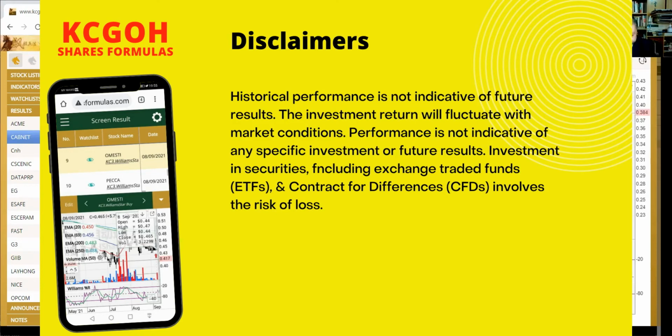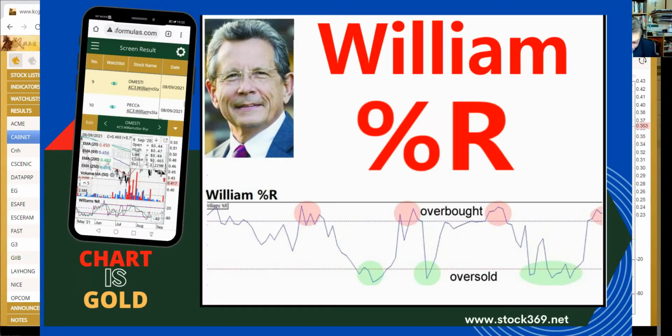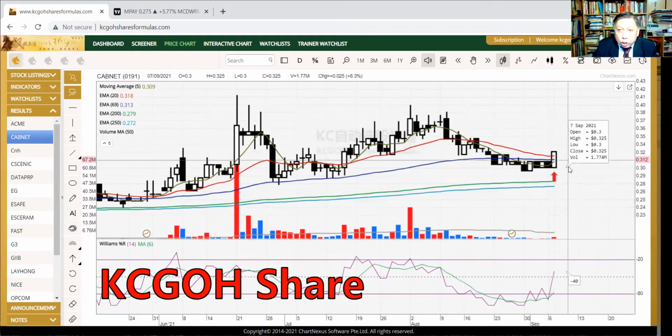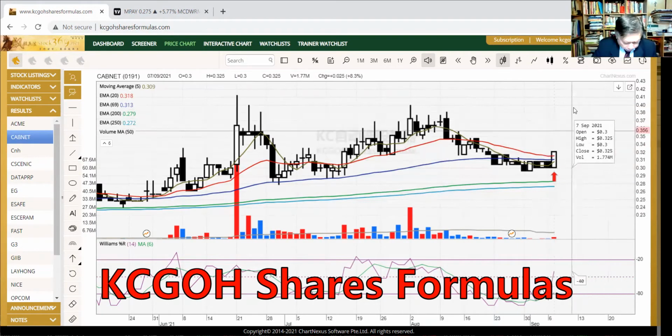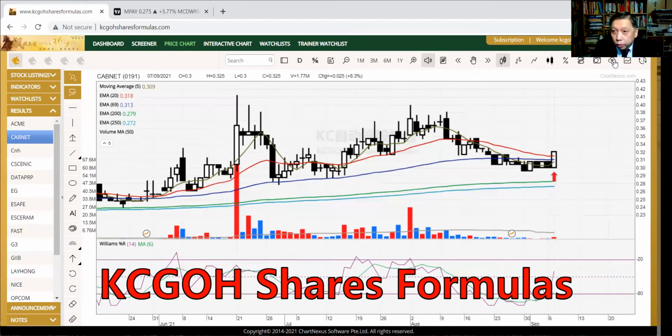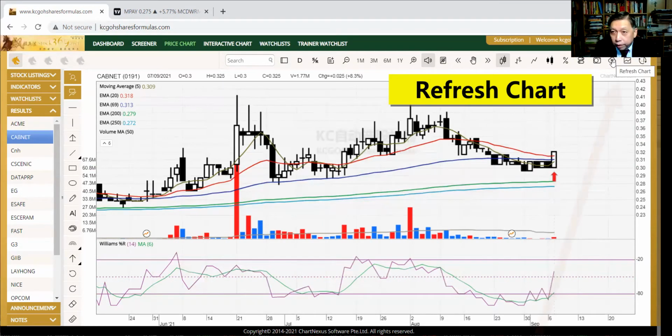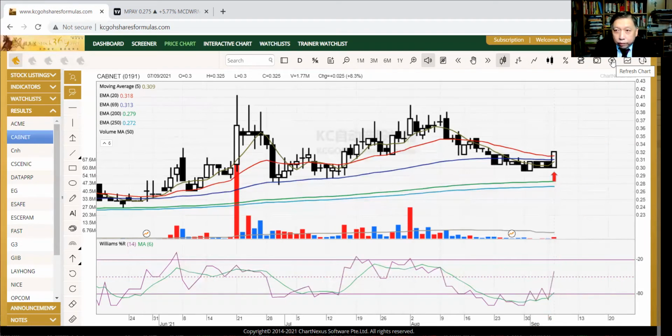Okay, welcome back. Today I'm going to show you how I use Williams Percentage R. When you log in to my software, you need to go to a button on the very top right, and it says refresh chart. So you just click and refresh.